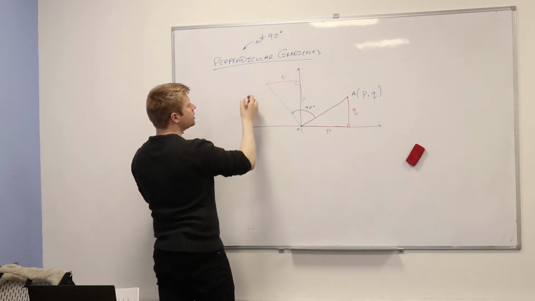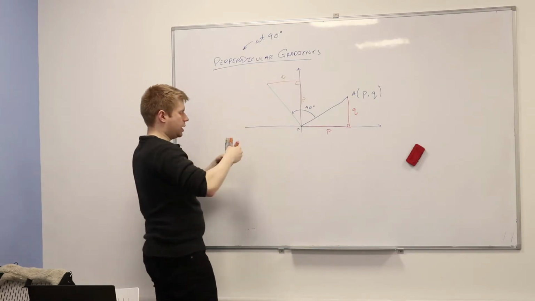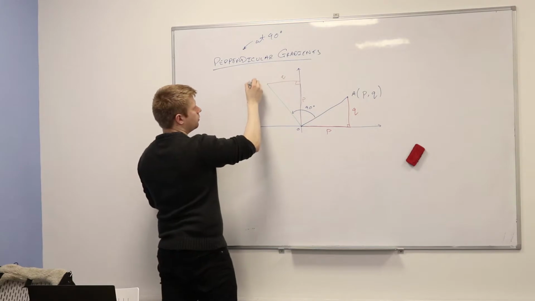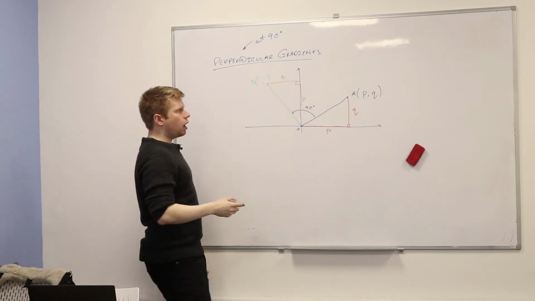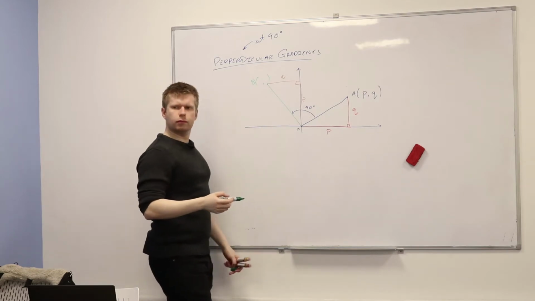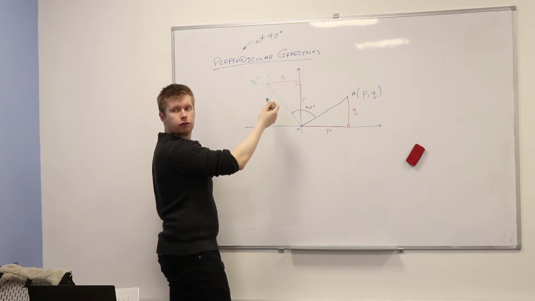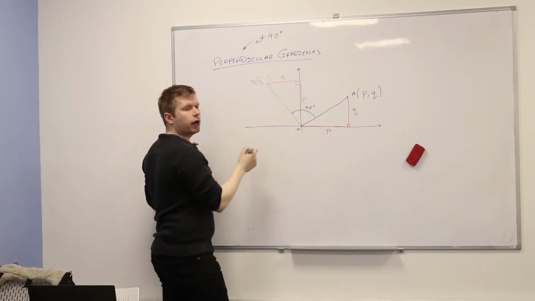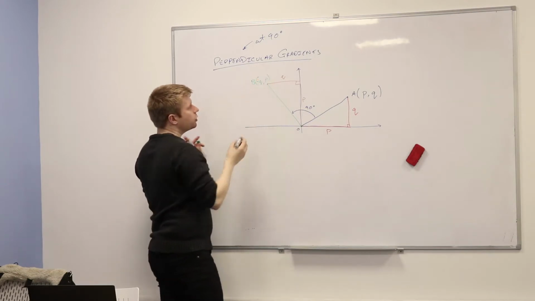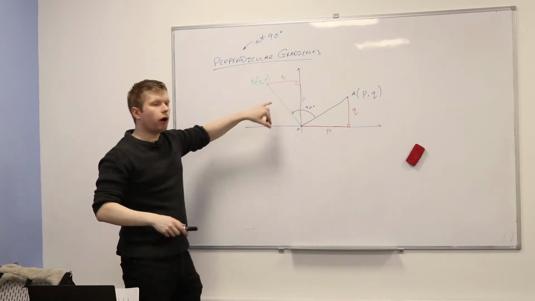My question is, what is my new point over here? So let's call this B. What's this new point? How many have I moved across by? Negative Q, right? I've moved that distance to the left. And what's my Y? P. So my question is, what are the gradients of these two line segments?